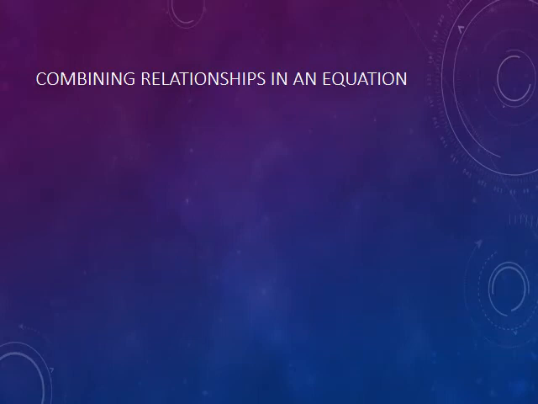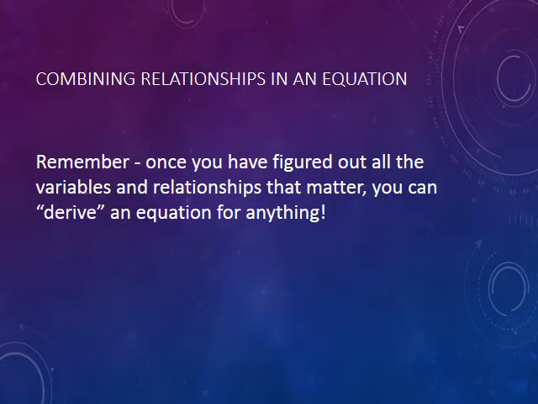Now that we've figured out what our relationships are between distance and time and distance and velocity, we're going to combine these relationships into an equation. So we are going to assume that the only two things that influence the distance you travel are the velocity that you travel at and the time over which you travel. And this is true.